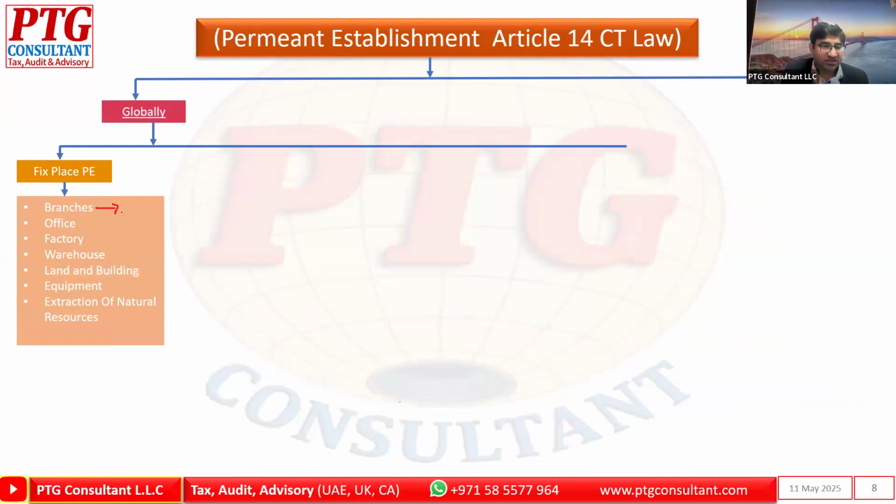Branches are subject to UAE city? Yes, it falls under UAE city. It may fall under UAE city subject to applicable conditions. If all the criteria are met, it may be subject to UAE city. Why am I using the word may? Because for a branch itself, you cannot say it must. You have to meet all the conditions, then it will be applicable or not applicable. But in general, we are saying fixed place PE includes branches, office, factory, warehouse, land and building, equipment, and extraction of natural resources.